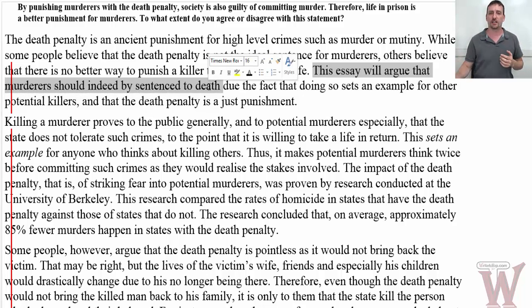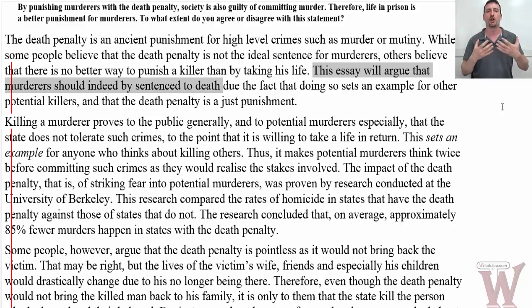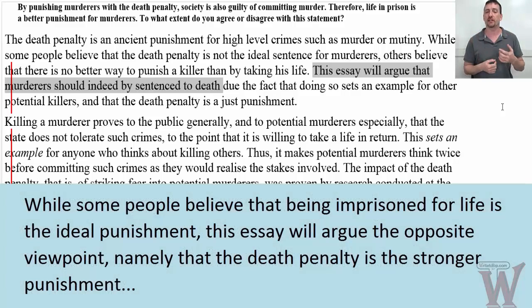So in the introduction, in his thesis statement, this sentence right here, okay, more or less here, if he put in a sentence that stated that he understands the question is about life in prison, but he'd rather talk about the death penalty. Here's an example. While some people believe that being imprisoned for life is the ideal punishment, this essay will argue that the opposite view, namely that the death penalty is the stronger punishment, as it sets an example for other potential killers, and that the death penalty is a just punishment.